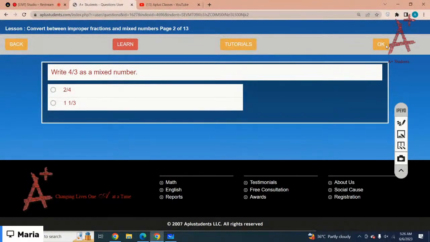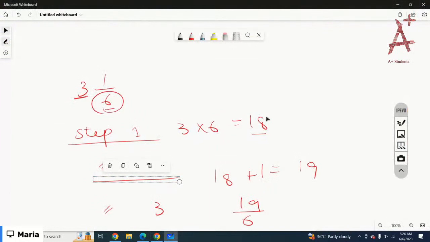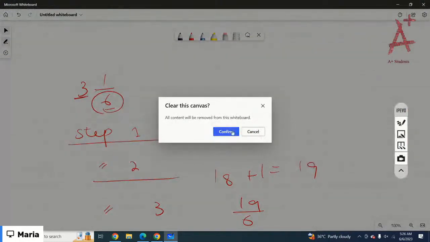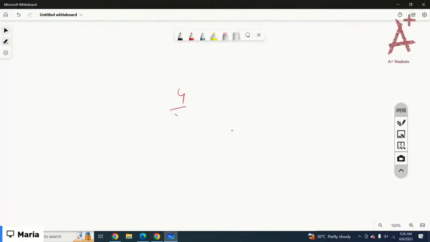Okay, the next one is write 4 by 3 as a mixed number. So you can see you have the greater numerator than denominator. 4 over 3, this one is greater. That means you can divide. 3 times 1 is 3, and here you have 1. You have to write down the answer in mixed form, so it would be 1 whole 1 over 3.